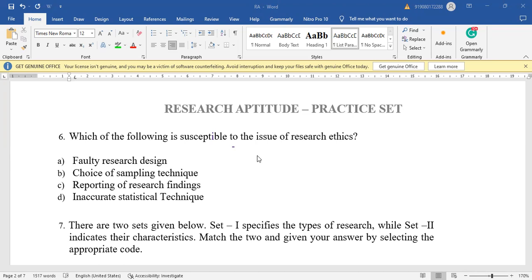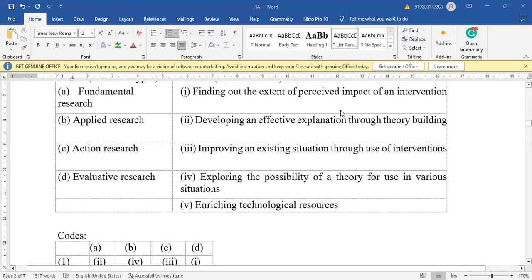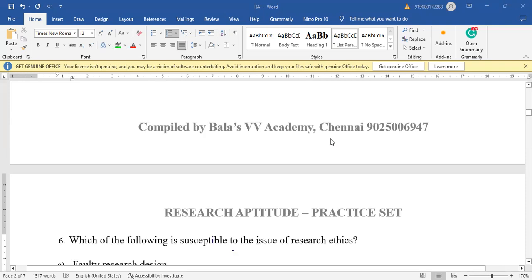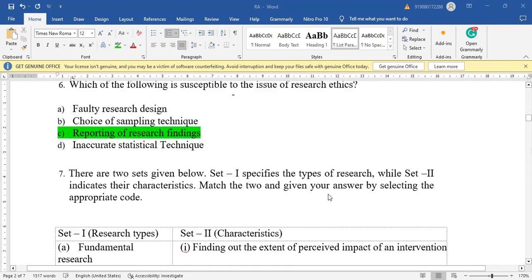So, choice of sampling technique. Research ethics concerns the research finding only, because whatever we do, at the end of the day, what we give is a finding. That is what we bring out of our research work, correct? People will read your research finding. If they suspect and prove that it is flawed, then it means you are violating research ethics.